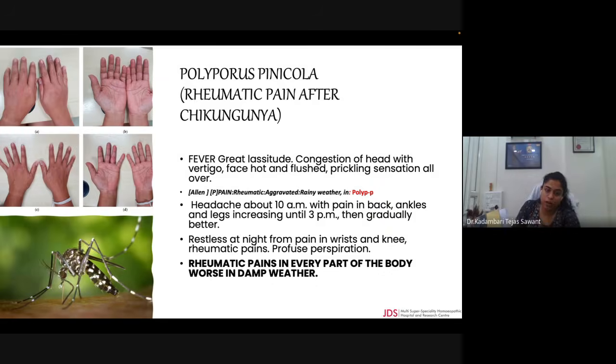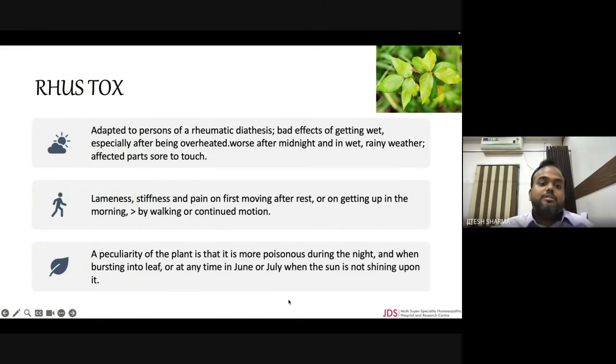Polyporus pinicola. Rhus tox, better by motion, adapted to a person of rheumatic diathesis, bad effects of getting wet, especially after being overheated, worse after midnight and in wet, rainy weather, affected parts are sore to touch. As soon as they walk, they feel better or continue motion. Now, the peculiarity of this plant is that it is more poisonous during the night. That's why night restlessness. Now, when they're bursting into leaf or any time in June or July, when the sun is not shining upon it, that's why they get a lot of aggravation in rainy weather.